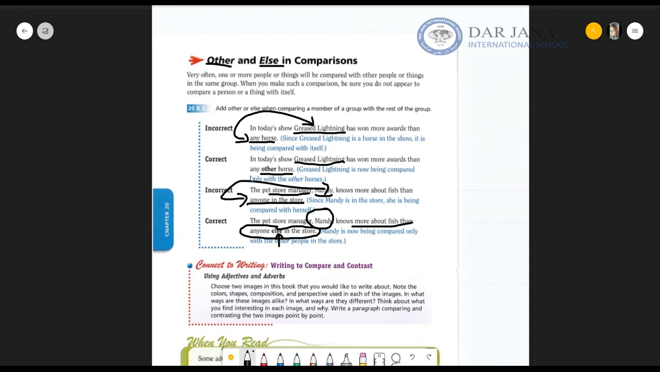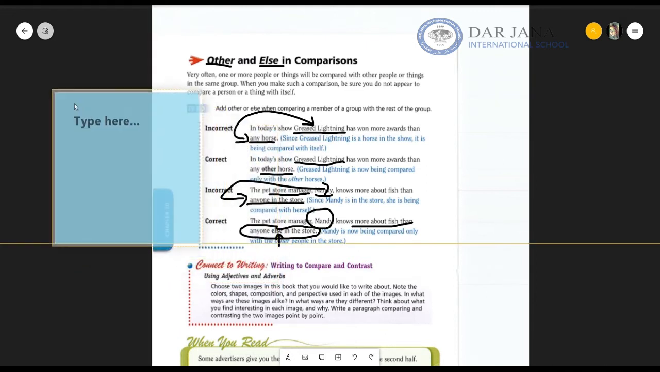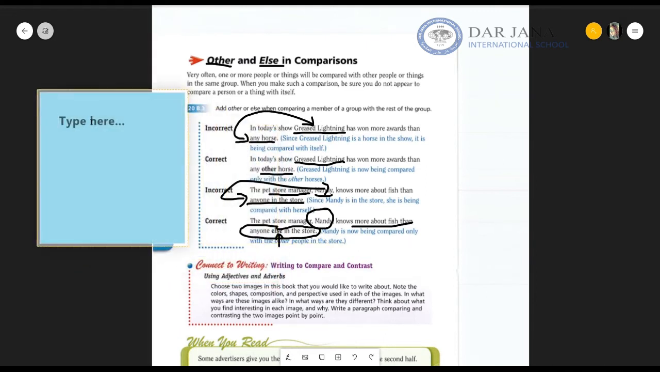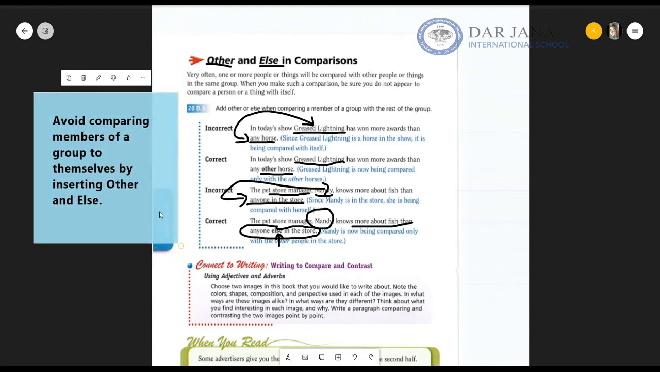Okay. So if I want to add a little note: avoid comparing members of a group to themselves by inserting "other" and "else." Otherwise, the sentence would be incorrect. Okay. So those are the three different types of incorrect comparison.